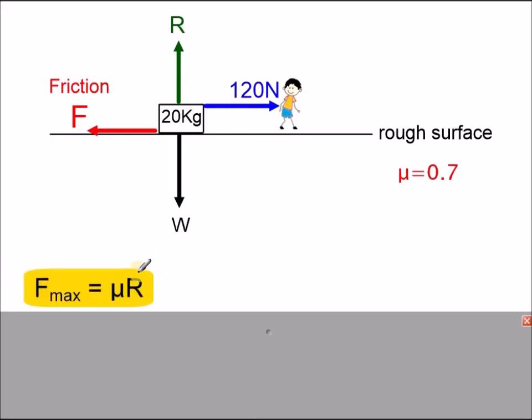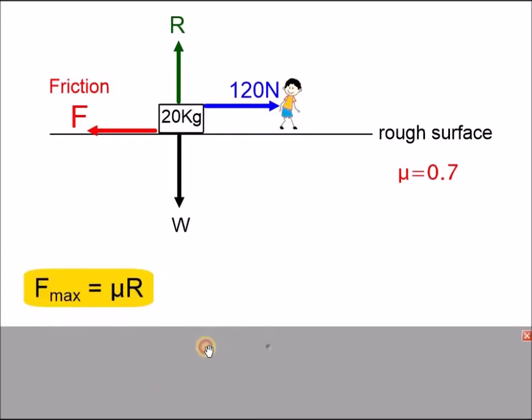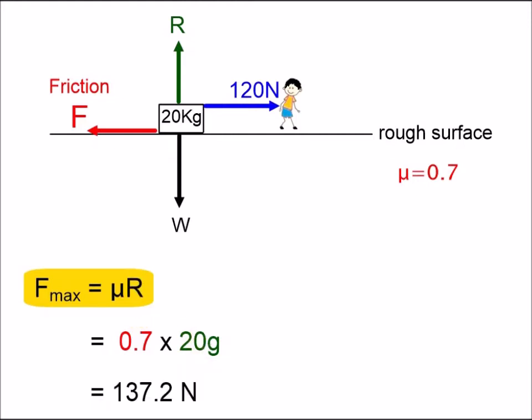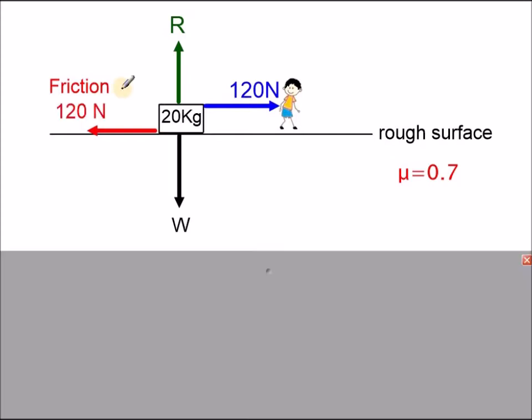And now we use the value of R to calculate the maximum value that friction can take. So 0.7 times R gives us 137.2 newtons. That's the maximum value that you could have on this side. So friction varies between 0 and 137.2 newtons. If the force applied in this direction is 120 newtons, then the frictional force, which lies in between these two values, will also be 120 newtons in the opposing direction, like so.